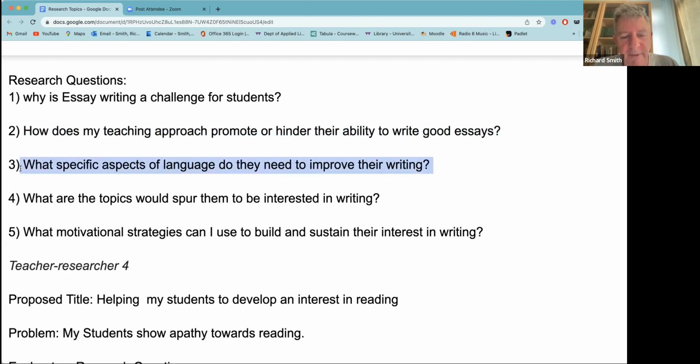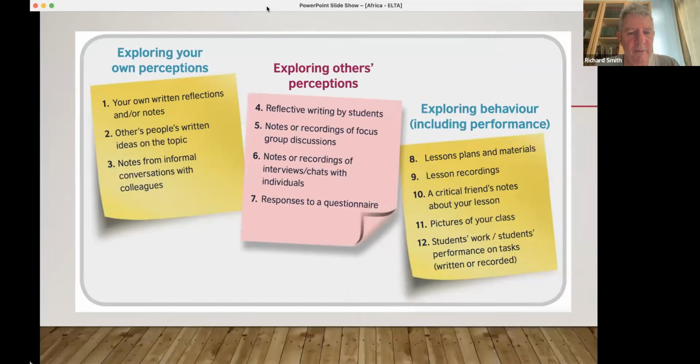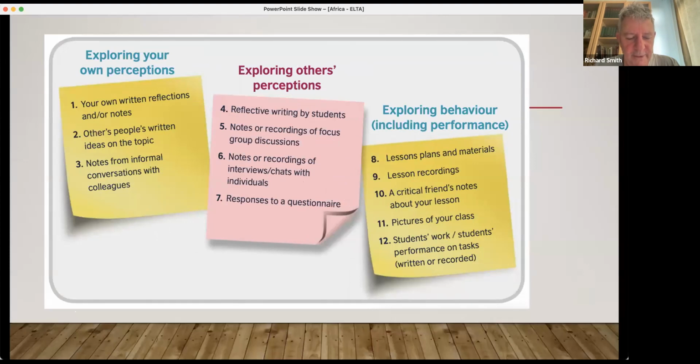What specific aspects of language do they need to improve in their writing? And maybe we should all think about that together a little bit, according to this data. So, according to that question, what particular aspects of writing do they need to improve? What would you suggest for that? What kind of data would you suggest for answering that question from here? If you could write in the chat.